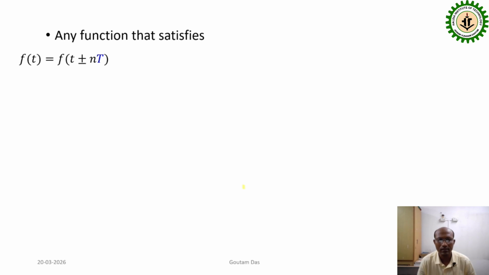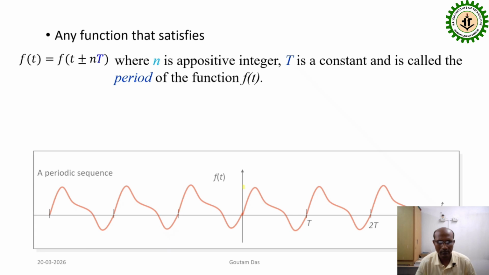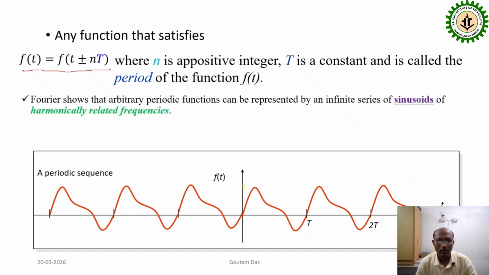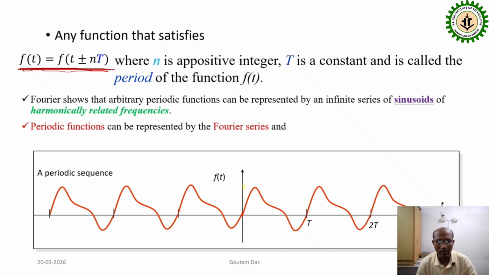Now, if you have a function f of t, and if this function f of t equals f of t plus or minus n times capital T, where n is any positive integer and capital T is the constant called the time period of that function, then this function can be represented as a Fourier series. If the function satisfies this condition, that means it is periodic in nature, and it can be represented as a Fourier series.